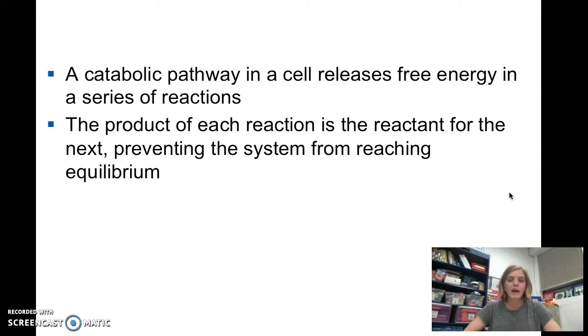The way that most reactions in the cell work is there are typically catabolic pathways that release free energy in a series of reactions. So the product of each reaction is the reactant for the next. This prevents the system from reaching equilibrium because once something's produced, it gets used up right away for another reaction. And this is also part of what helps keep the delta G negative in most cases, keeping things more spontaneous and able to happen on their own.